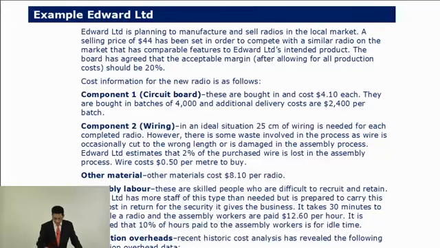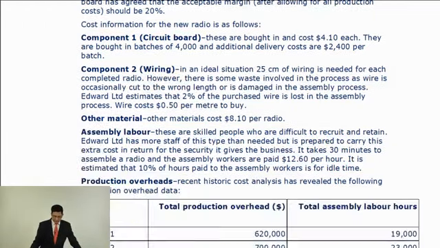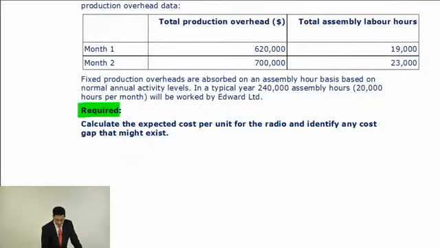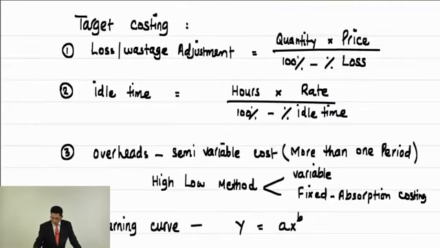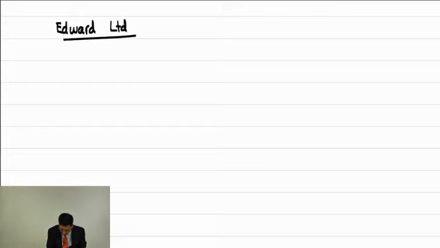Here we go. Let's have a look at an example. Edward Limited. First of all, if you look at the requirement, it is to calculate the expected cost per unit for the radio and identify any cost gap that might exist. So in order to arrive at the cost gap, what we need to do is this. Whether it is this company or any other question under consideration, the cost gap is arrived at in this way.